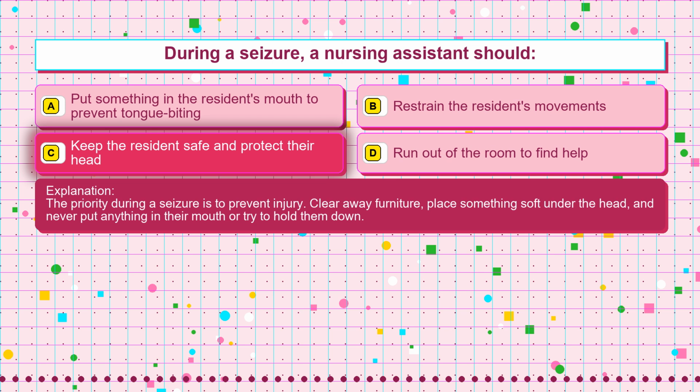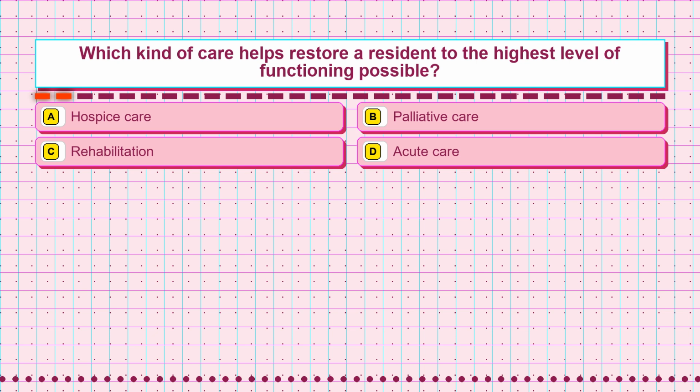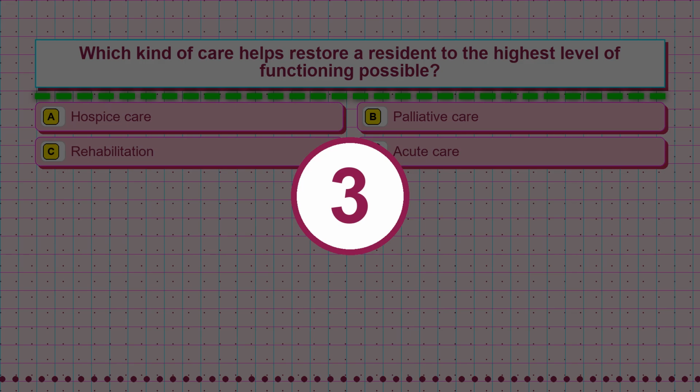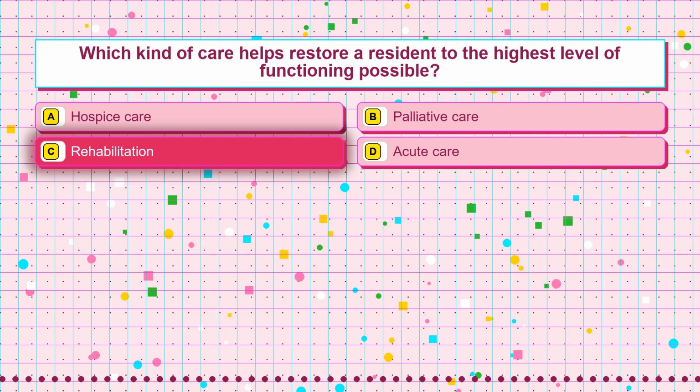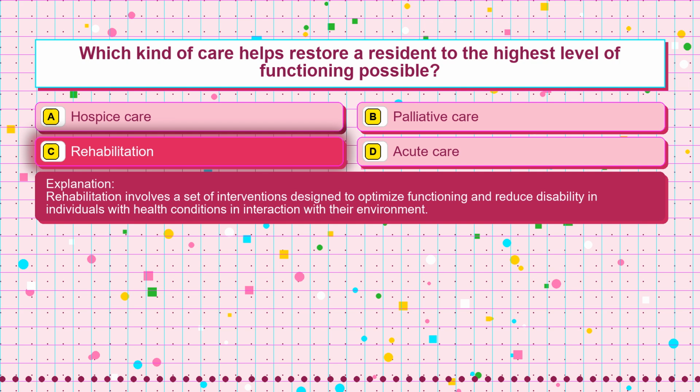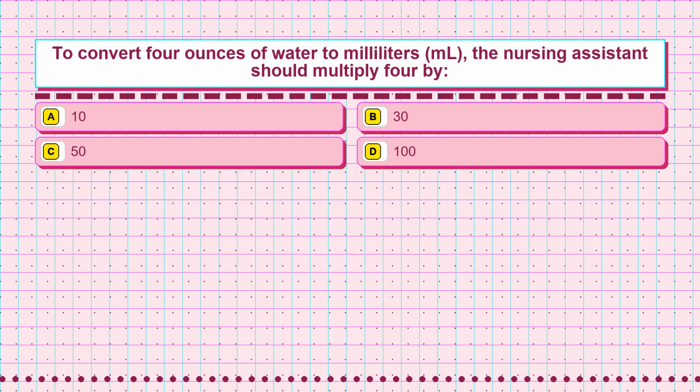Question 53. Which kind of care helps restore a resident to the highest level of functioning possible? Option A, hospice care. Option B, palliative care. Option C, rehabilitation. Option D, acute care. The correct answer is option C, rehabilitation. Rehabilitation involves a set of interventions designed to optimize functioning and reduce disability in individuals with health conditions in interaction with their environment.